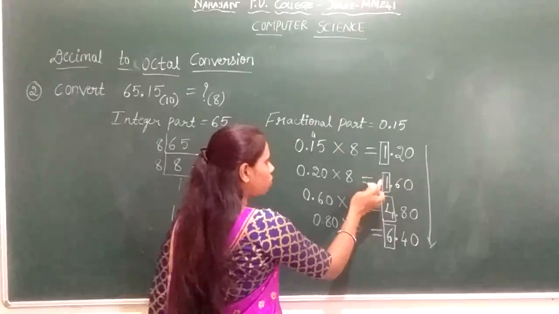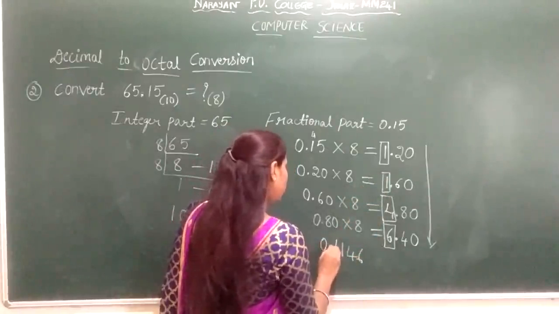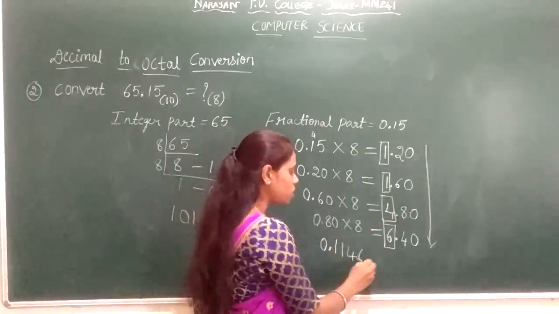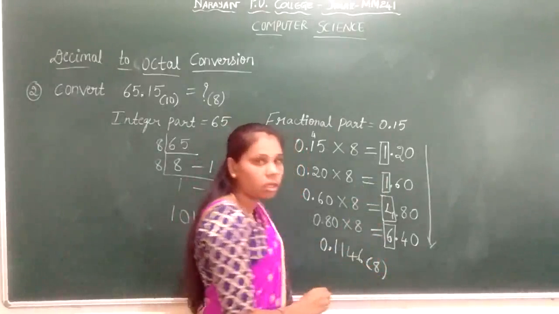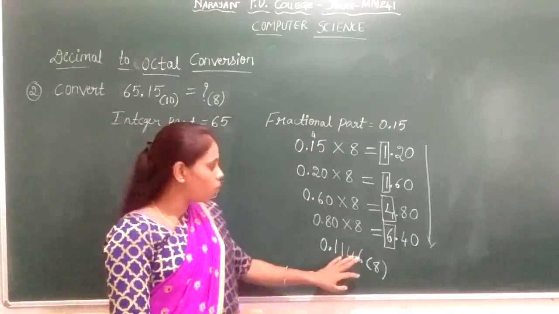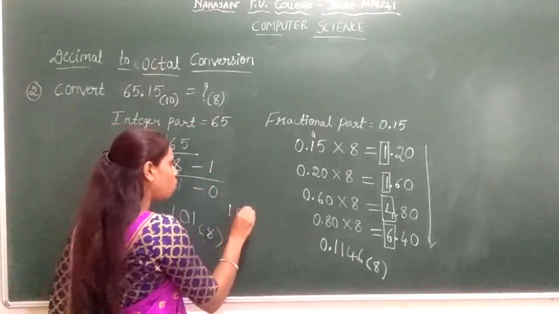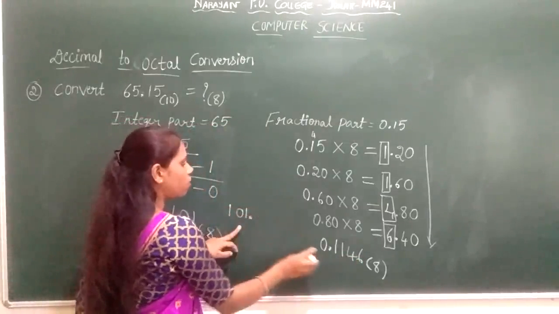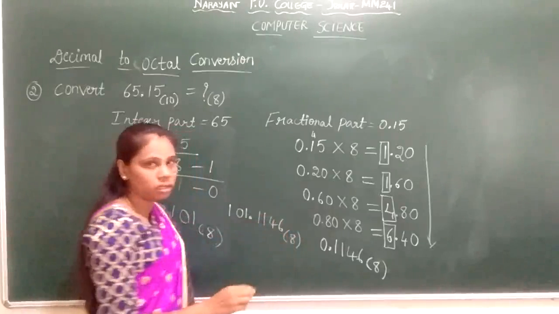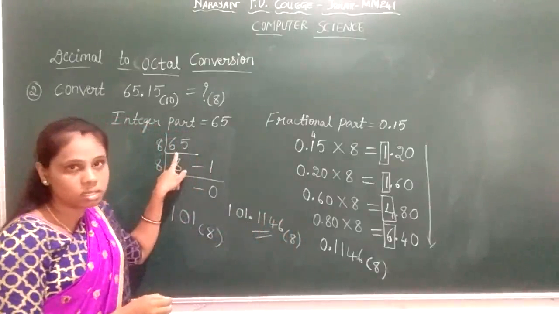Now what is this? 1 1 1 1 1 4 6. That is 0. So this is the fractional value, right? So you should take 0.1146. The base is 8. Now combine both the integer part and fractional part as one number. What is the number? I will write here 101. Next fractional value is 1146. The base is 8. So this is the octal equivalent value for this 65.